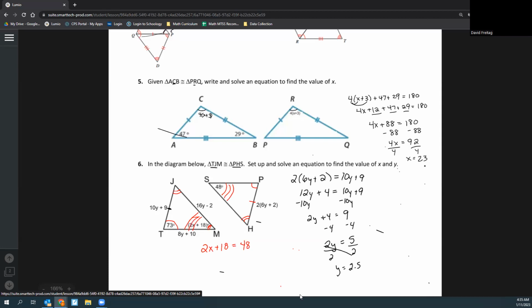And if you look here, M is last, S is last. Both of them should be the same. So I subtract 18 on both sides. Gives me 2x is equal to 30. I divide by 2, and it gives me x is 15.